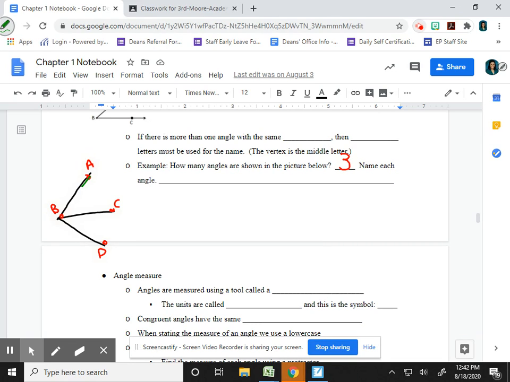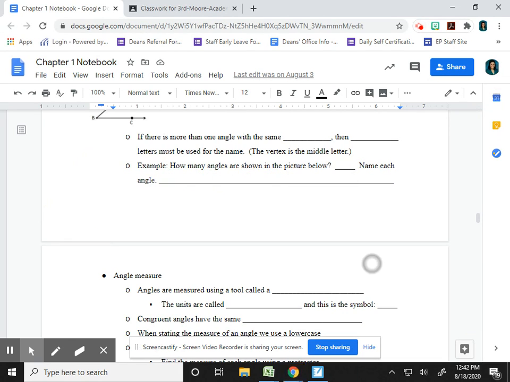The first one is A, B, C. The second one is C, B, D. And then maybe some of you saw this first. This outside angle is the other one, and that is angle A, B, D. Okay, so you have 3 different angles in that picture there.